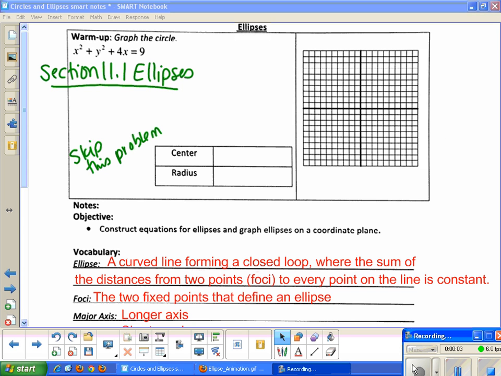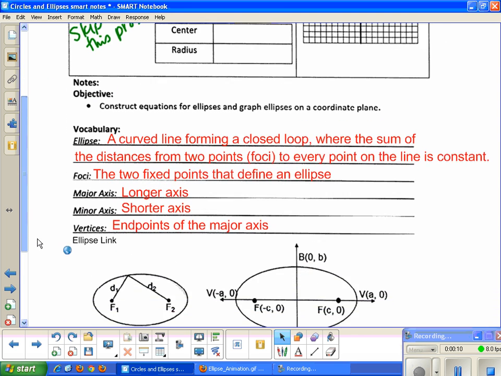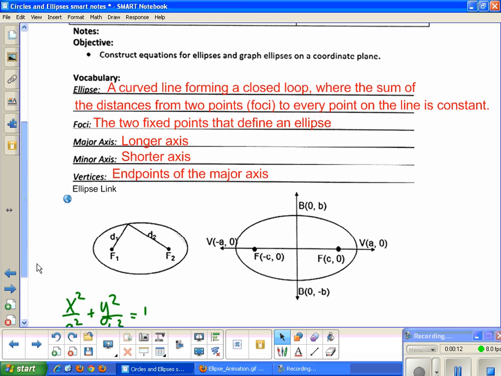Section 11.1, ellipses. So we're continuing on from circles. We're going to skip the warm-up part and go down to the notes. The objective is to construct equations for ellipses and graph ellipses on a coordinate plane.